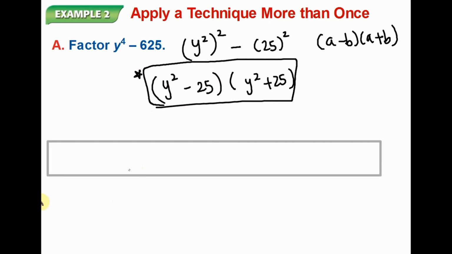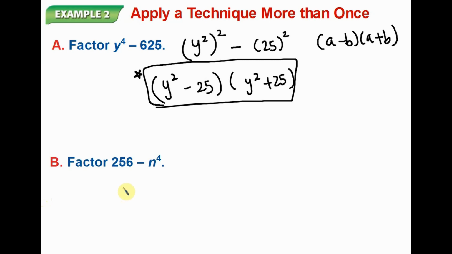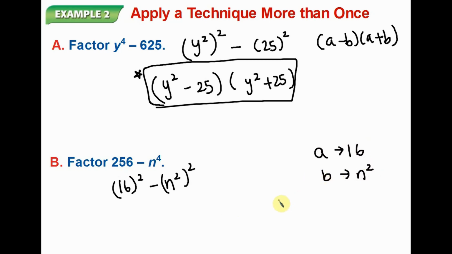Next problem, part B, factor 256 minus n to the fourth power. Let's see, is 256 a square of a number? The answer is yes. 256 can be written as 16 squared, and n to the fourth power can be written as n squared, squared. So to help you understand, let me write on here, a is 16, where b is n squared, which means when you write a minus b times a plus b, you're going to write the factor form as 16 plus n squared times 16 minus n squared. And this is going to be your factor form.